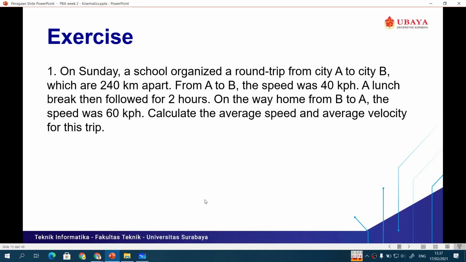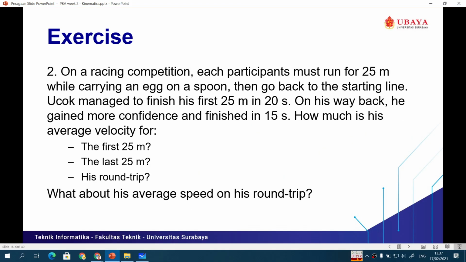Okay. So for the second question, this is quite similar to the first question. In a racing competition, each participant must run 25 meters while carrying a neck on a spoon, then go back to the starting line. We have Ucok here. He managed to finish his first 25 meters in 20 seconds. On his way back, he gained more confidence and finished in 15 seconds. So, how much is his average velocity for the first 25 meters?